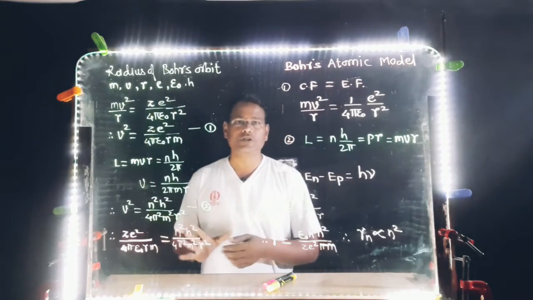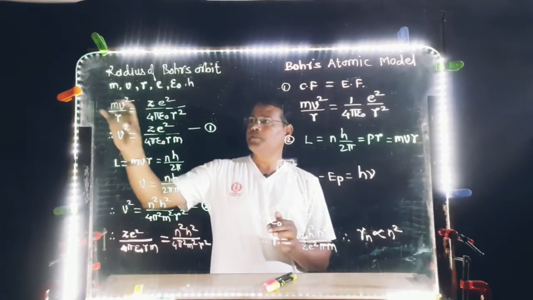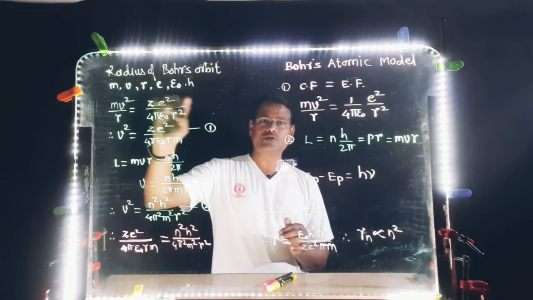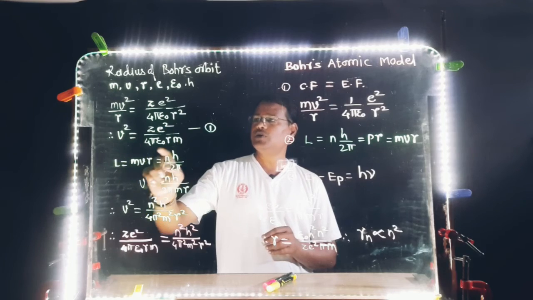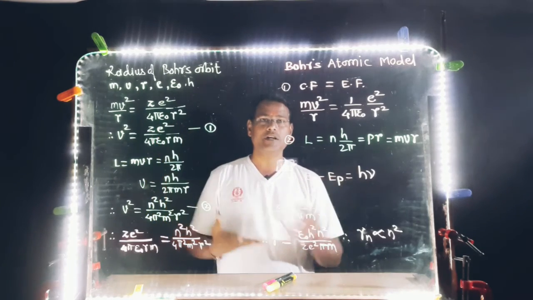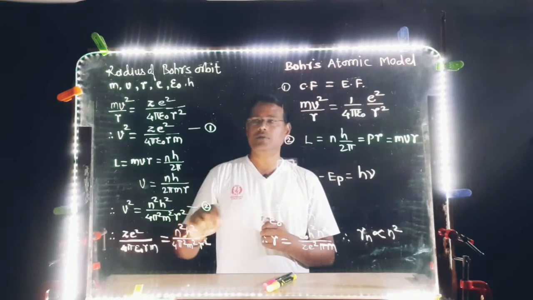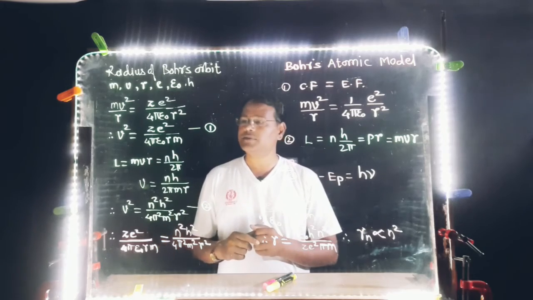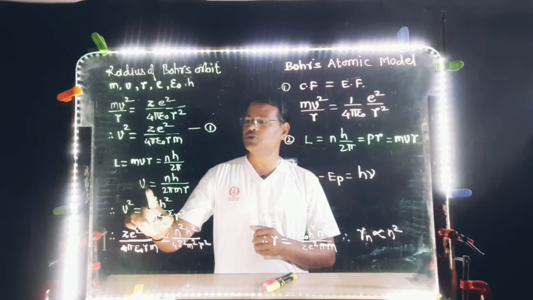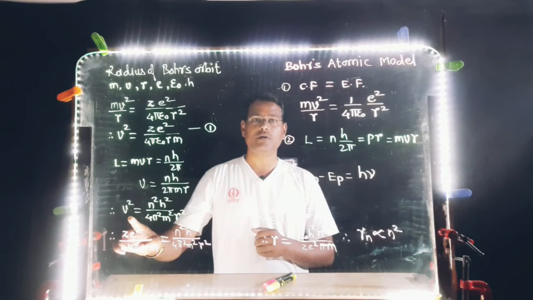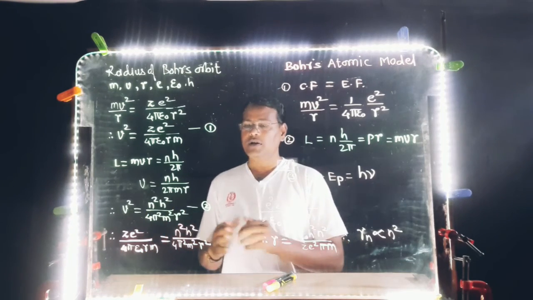To obtain expression for radius of Bohr's orbit, we consider two postulates. First postulate, centripetal force equal to electrostatic force. We write for velocity square, z into e square for atomic number for different elements excluding hydrogen atom. Call this equation number 1. We consider here second postulate, angular momentum equal to n into h by 2 pi. Using the same relation you can write for v and making square on both sides, v square equal to n square h square 4 pi square m square r square.